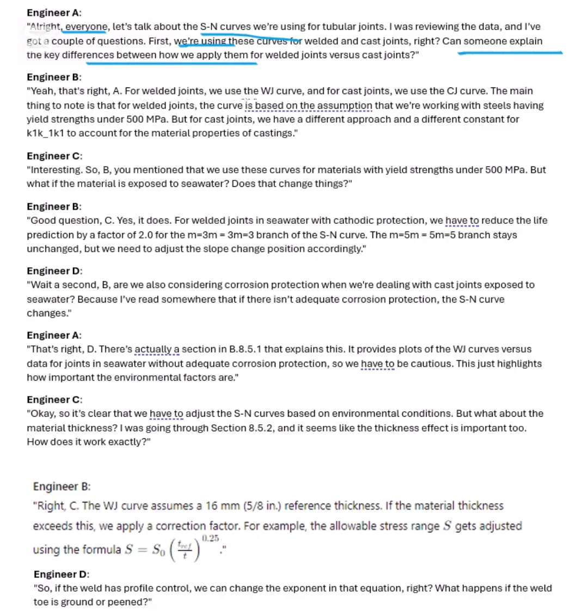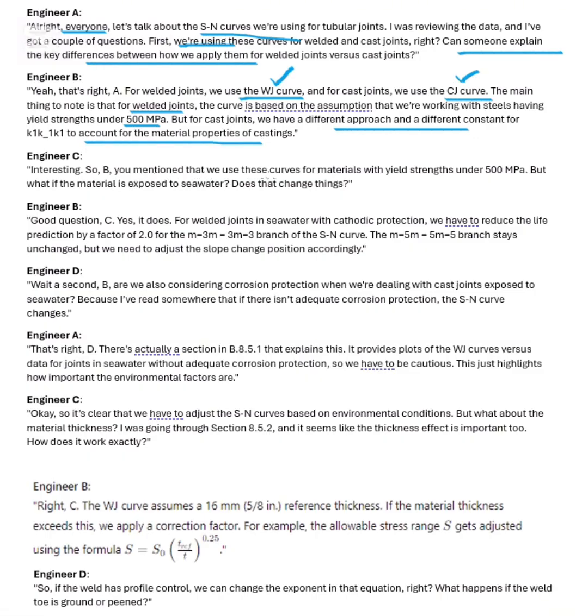Yes, that's right. For welded joints we use the WJ curve. For cast joints we use the CJ curve. There are two curves, WJ curve and CJ curve. The main thing to note is that for welded joints the curve is based on the assumption that we are working with steels having yield stress under 500 MPa. But for cast joints we have a different approach and different constants to account for the material properties of castings.